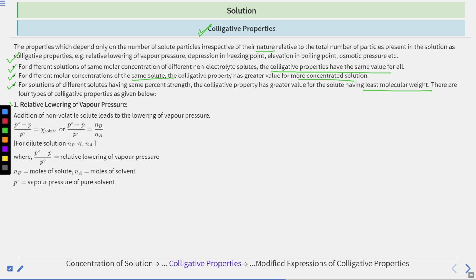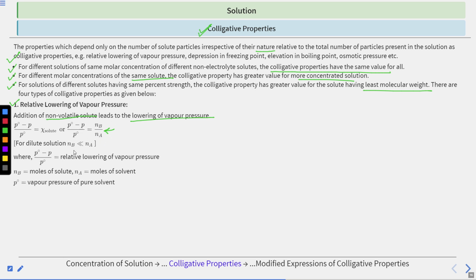First is the relative lowering of vapor pressure. Addition of a non-volatile solute leads to the lowering of vapor pressure. So if we add any non-volatile solute to a solution, its vapor pressure will decrease. P naught minus P divided by P naught is equal to the mole fraction of the solute, which we can write as the moles of one component divided by the moles of the other component.